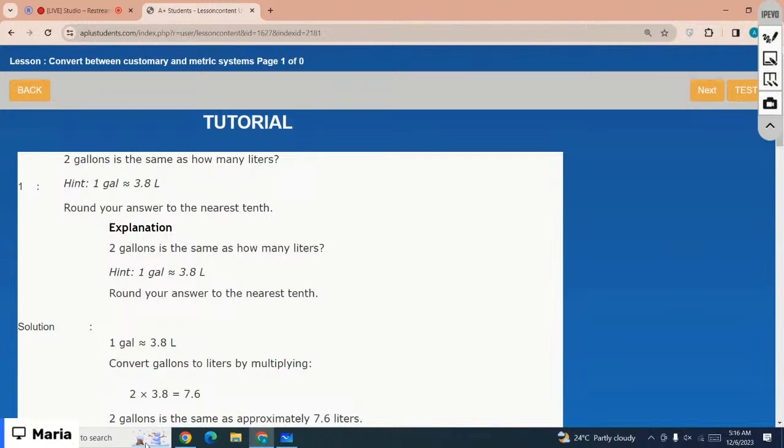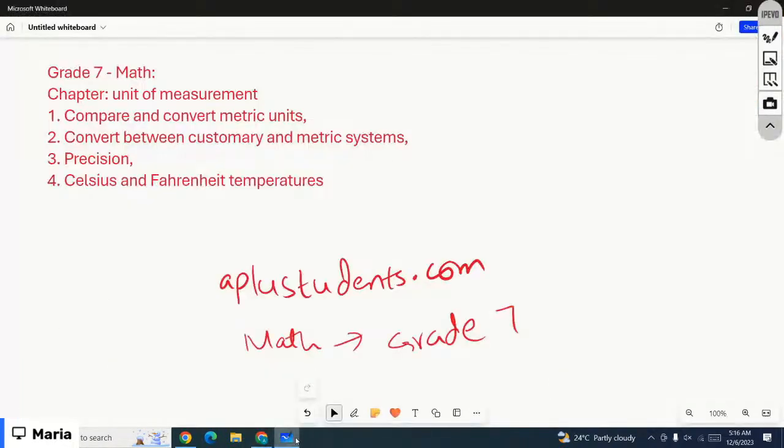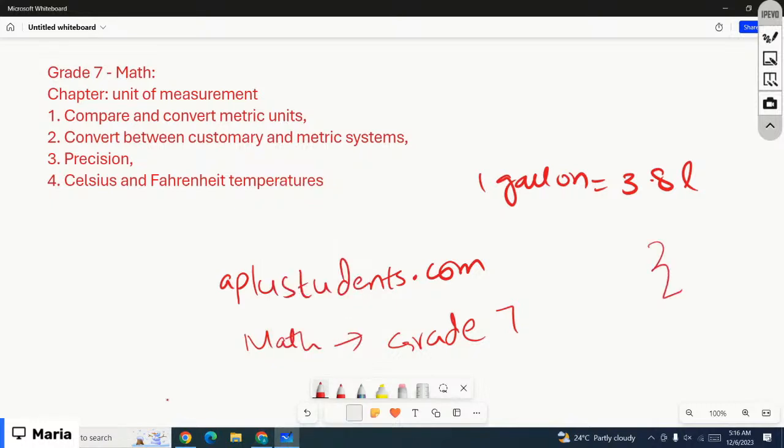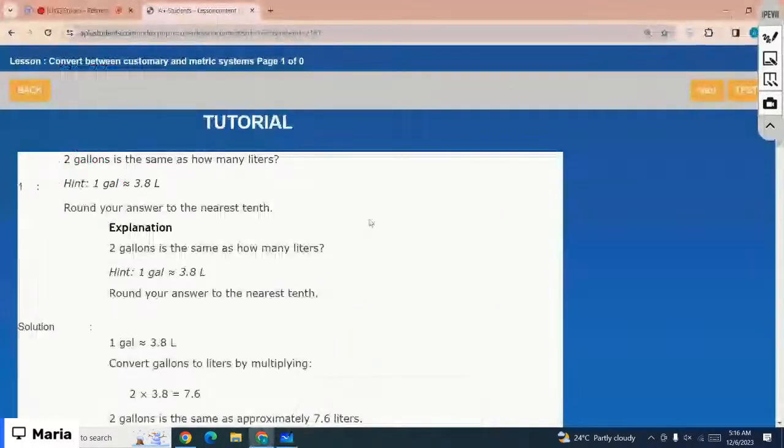So 1 gallon equals 3.8 liters. We can note down these basic conversions. 1 gallon equals 3.8 liters. Let me just fix the pen. Okay, now let's just start with the test questions.